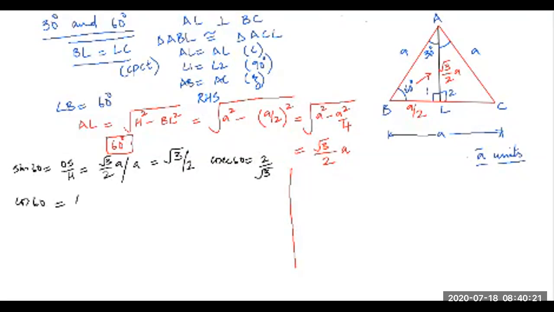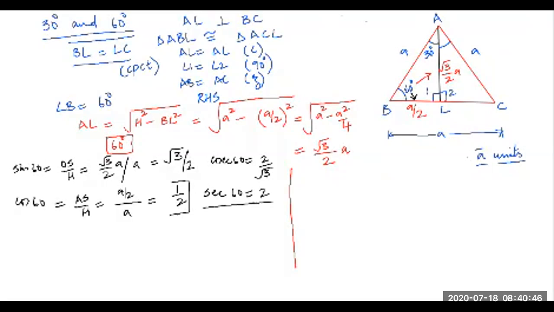Now guys, what will be cos 60? Cos 60 will be adjacent side by hypotenuse. For 60 degree, what is the adjacent side? That is A by 2. So this is A by 2 by hypotenuse, that is A. So that is equal to, A cancels with A, 1 by 2. Alright. Cos 60 is 1 by 2. So from this I can easily find out secant 60 will be reciprocal of this, 2.